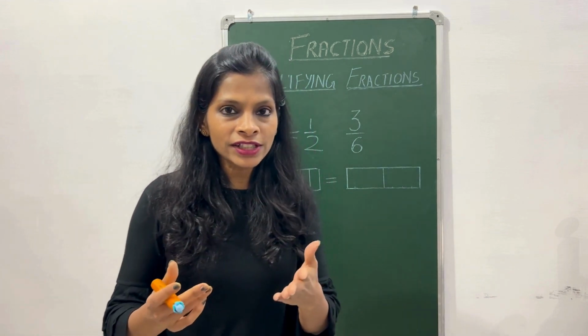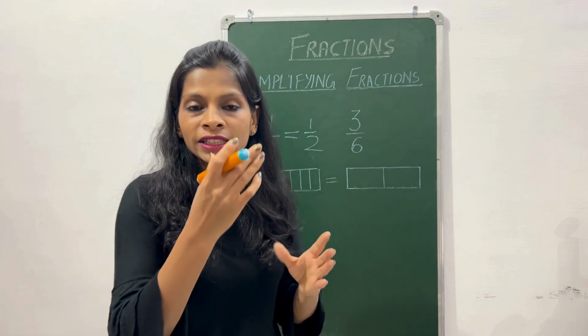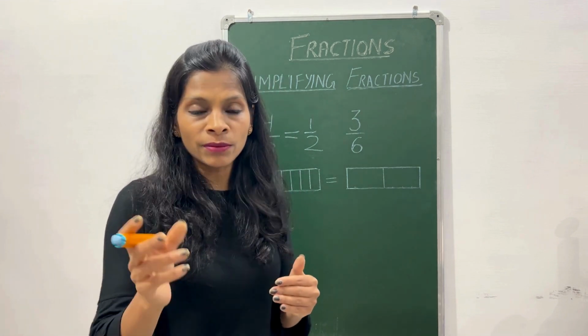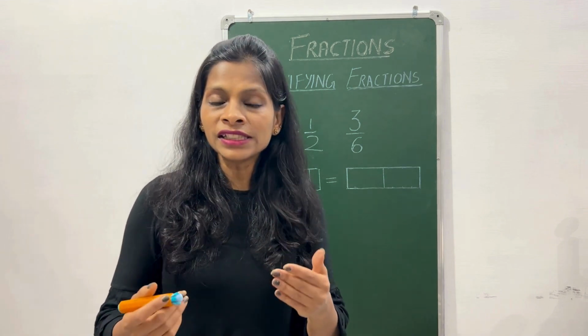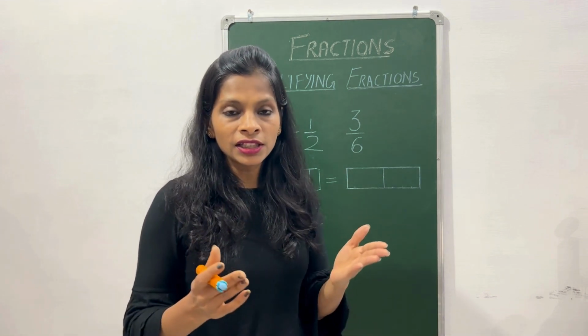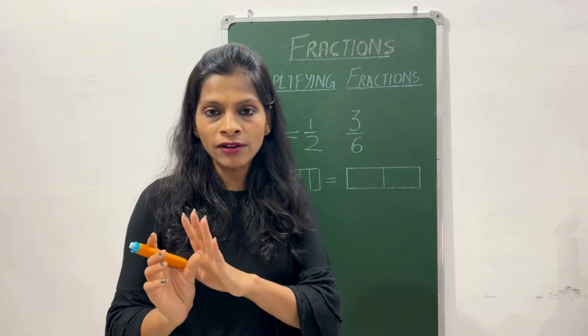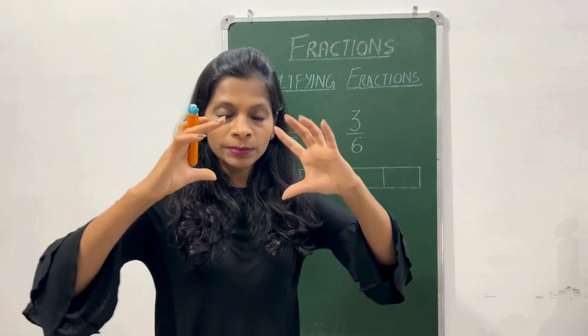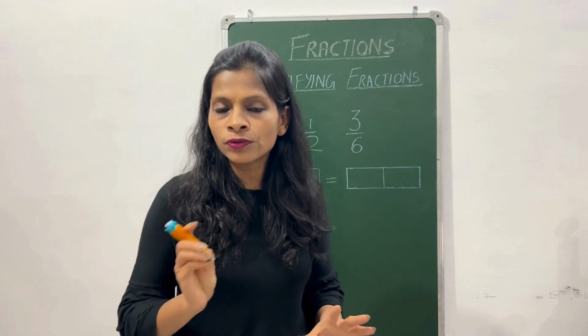What were equivalent fractions? If I have a fraction and I multiply the numerator and denominator by the same number, then I get an equivalent fraction. Which means if I have a pizza divided into two portions, then one of the portions represents 1/2, and if I further divide the pizza into 4 portions, that half would be represented by 2/4.